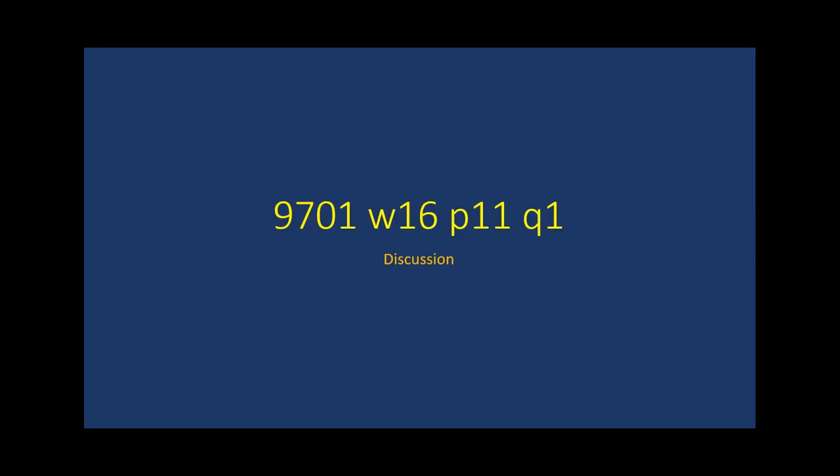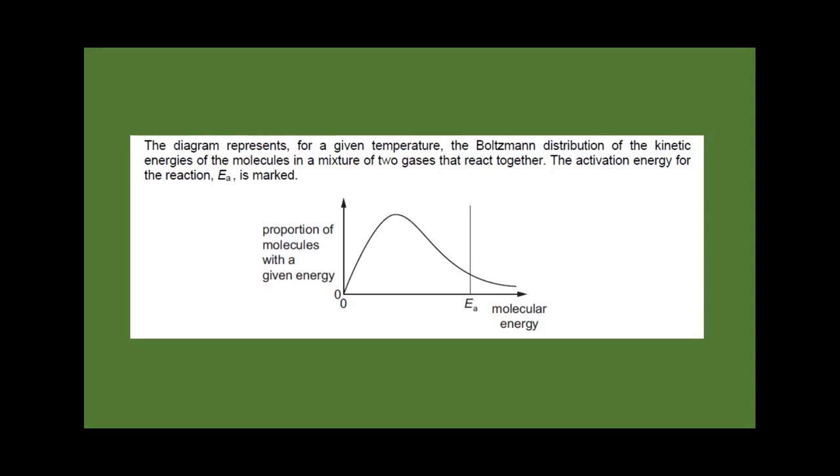9701, Winter 16, Paper 11, Question 1, Discussion. The diagram represents, for a given temperature, the Boltzmann distribution of the kinetic energies of the molecules in a mixture of two gases that react together. The activation energy for the reaction, EA, is marked over here.